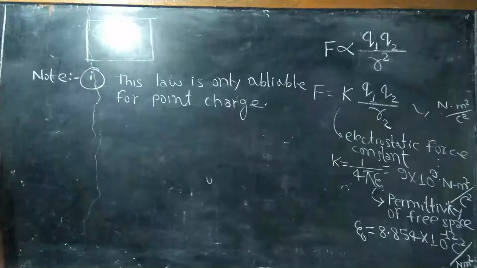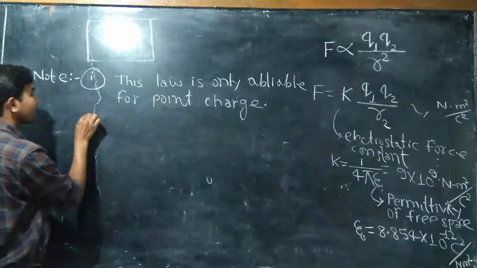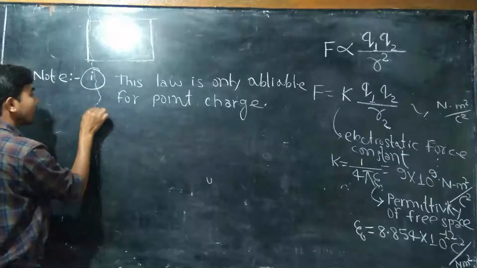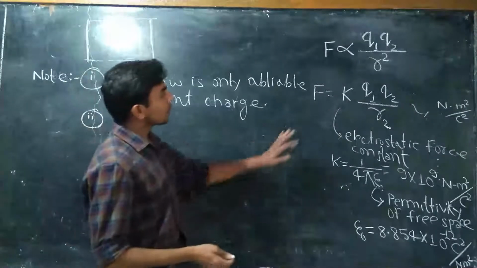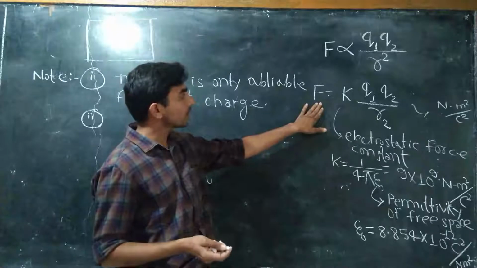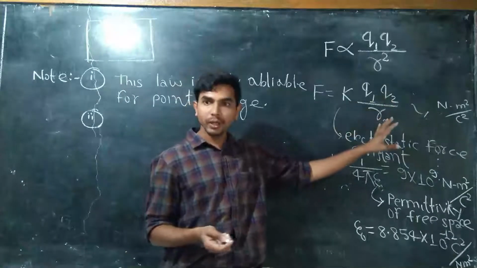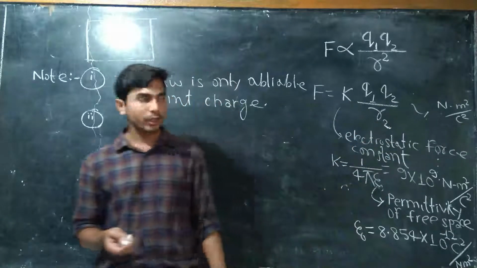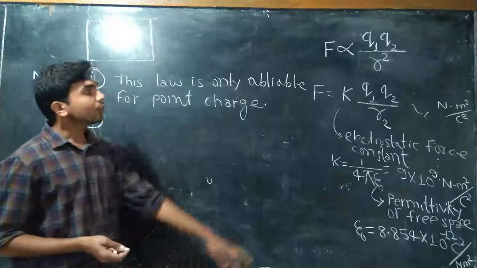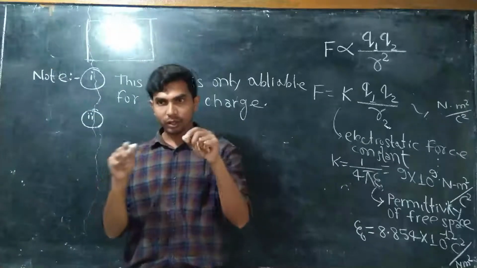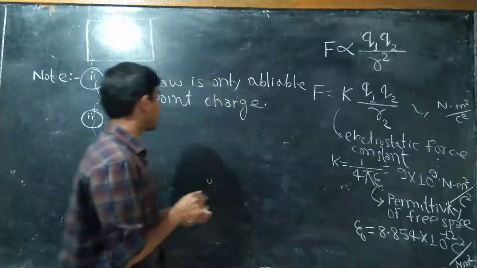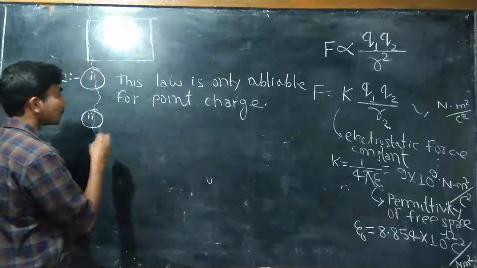And the second point: as you know, with the help of Coulomb's law, I calculated the force. How much force is acting? This is equal to K Q1 Q2 by R square. So see, this force will act along the line joining two charges.